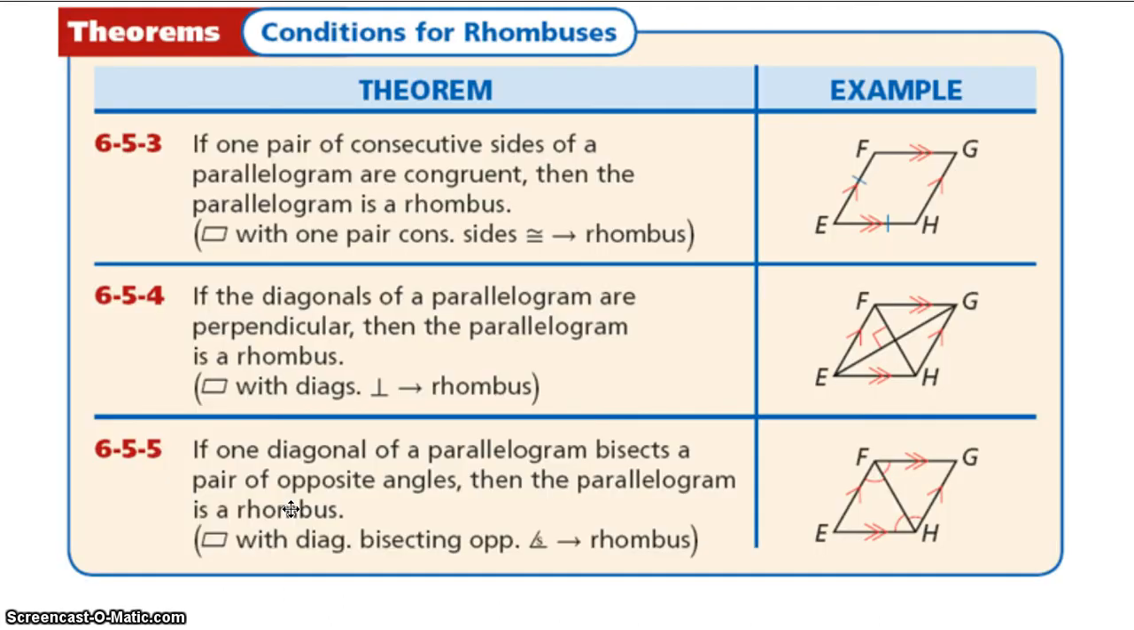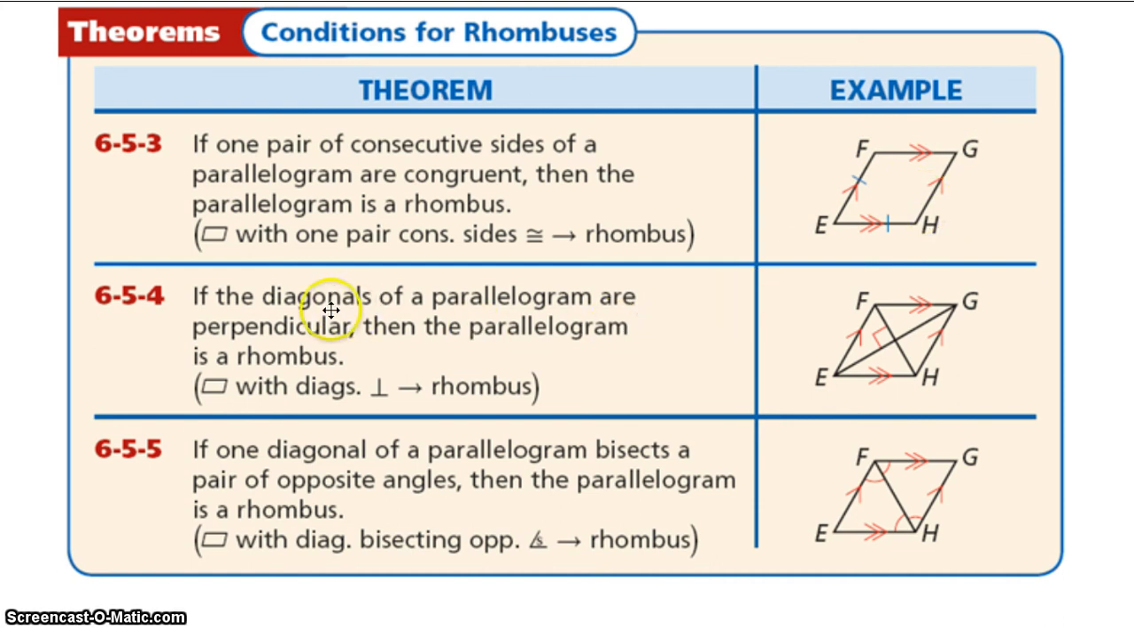And let's take a look at 3 conditions for rhombuses. Remember that all sides are congruent in a rhombus, right? So the first condition, the first theorem, 6-5-3, if one pair of consecutive sides of a parallelogram are congruent, then the parallelogram is a rhombus. So we have a parallelogram and one pair of consecutive sides, in this case EH and EF, are congruent, then the parallelogram is a rhombus.